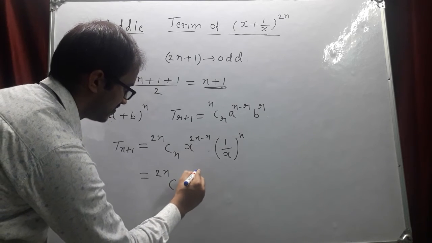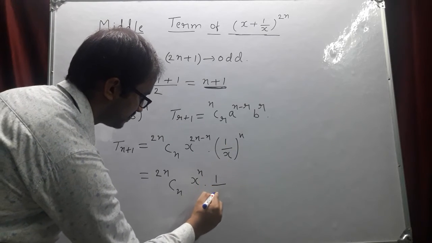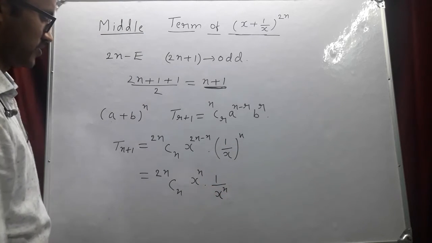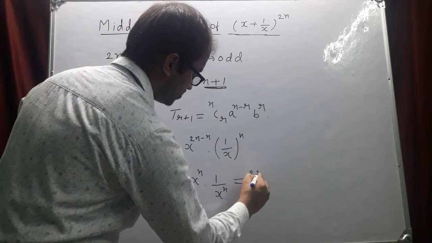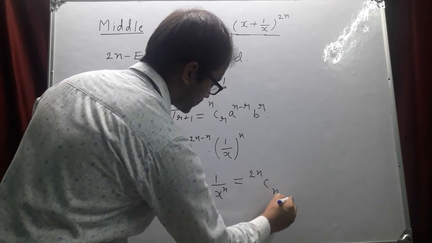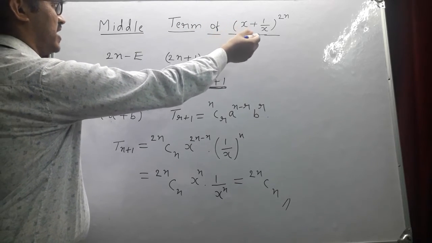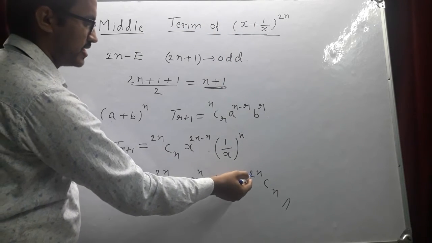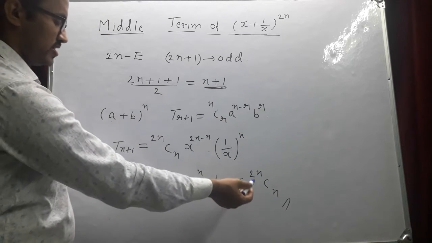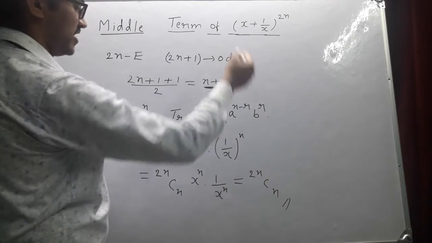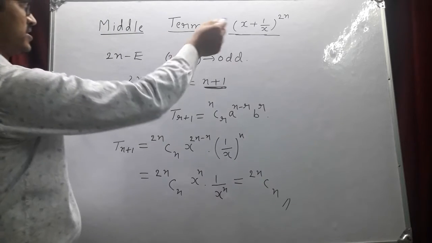So what will we get? x power n into 1 by x power n. That is the same as 1 by x power n. So x power n will get cancelled. So what are we getting? 2nCn. So the middle term of the expansion (x plus 1 by x) power 2n is how much? That is 2nCn. Also we can see that this term is independent of x. There is no x term, or we can call it the constant term of the expansion.